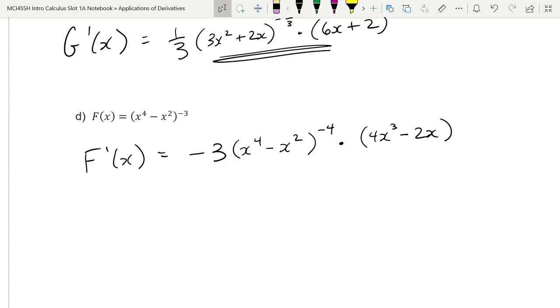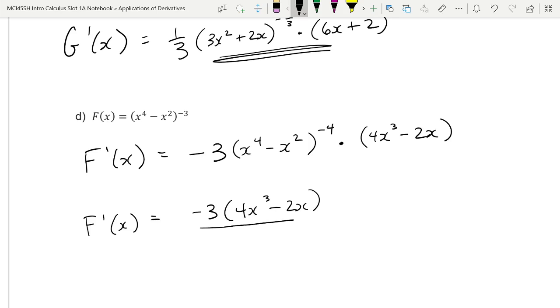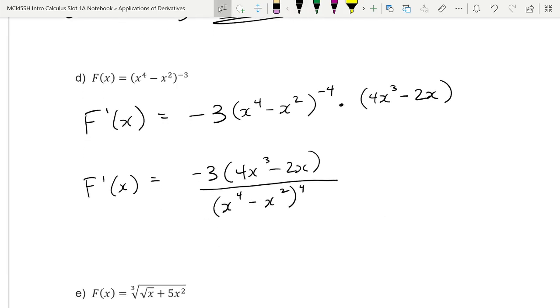Okay. But what if I did get asked to simplify this? Well, let's see. Can we simplify this one? We can simplify it a bit, I think. You can say that the negative 3 stays on top, the 4x cubed minus 2x stays on top, and on the bottom, you'd have this thing to the power of 4. And you could even try to simplify it a little more than that, because you could definitely factor some x's out of there. Right? If you factored this on top, let's see, what would it be?